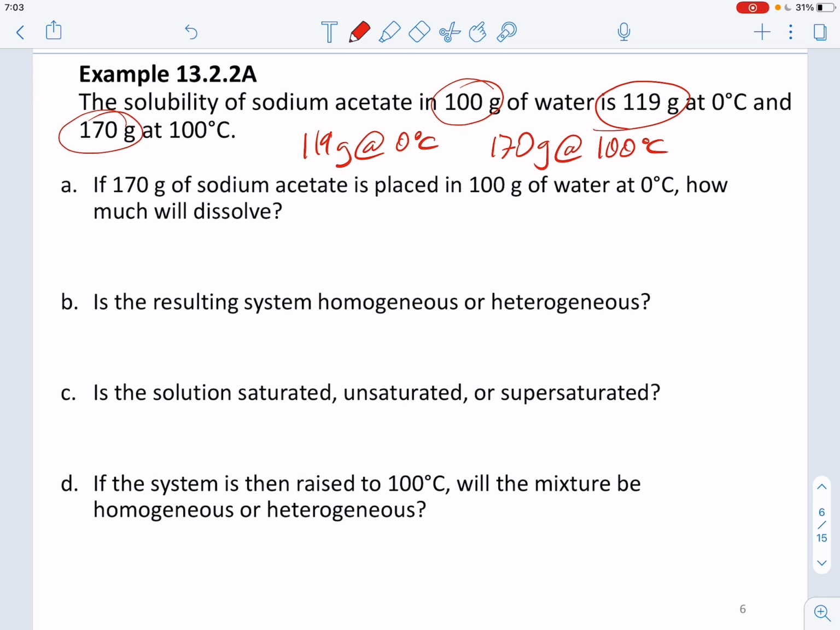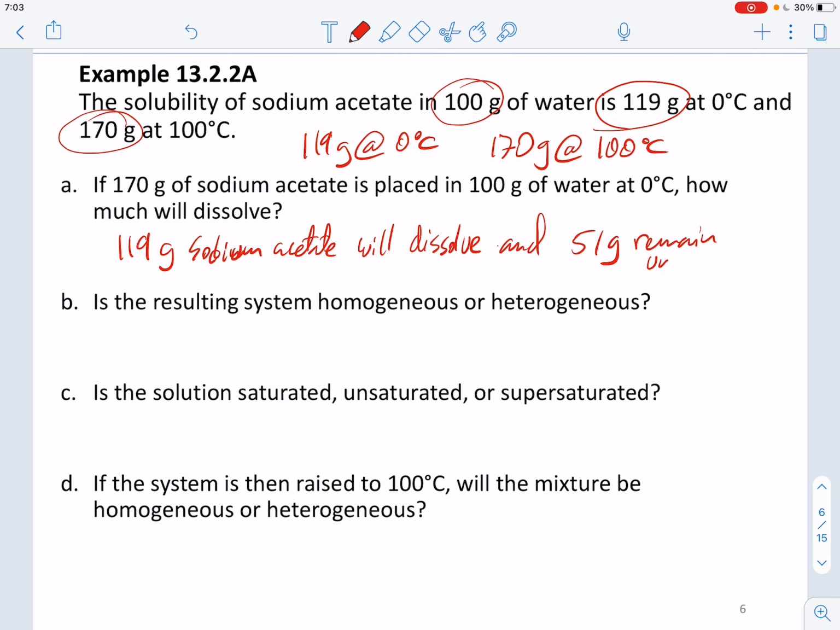Well, if you have 170 grams of sodium acetate and the solubility is 119 grams at 0, then 119 grams of sodium acetate will dissolve, and the difference, 51 grams, remain undissolved.